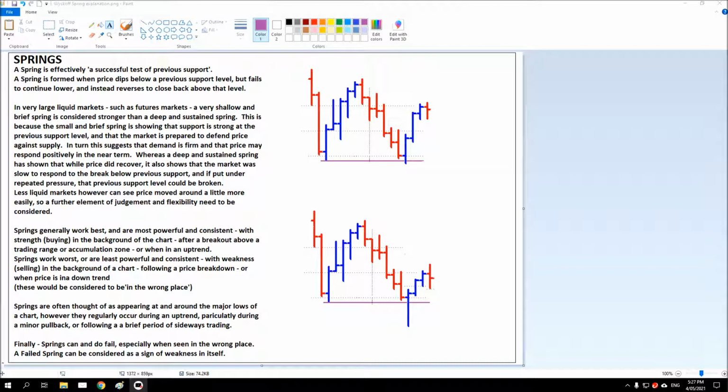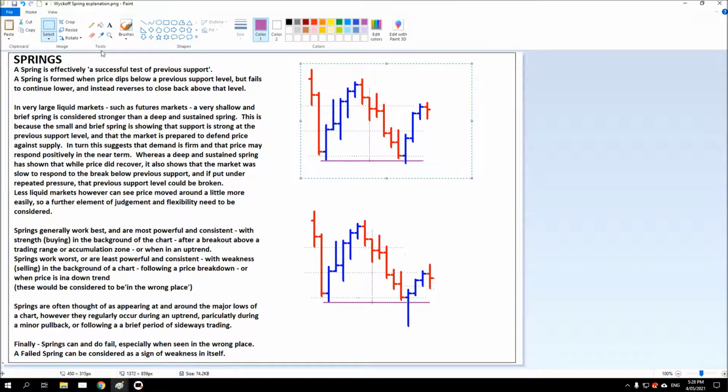Today we're going to talk for a little while about springs. Almost all of the charting principles we look at have a mirror image opposite. And the mirror image opposite of a Wyckoff style upthrust is a spring.